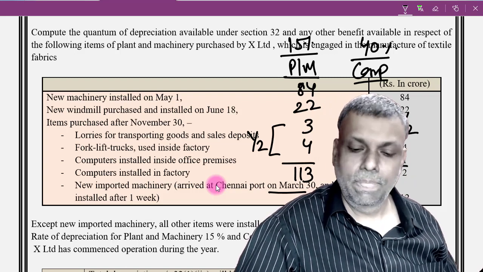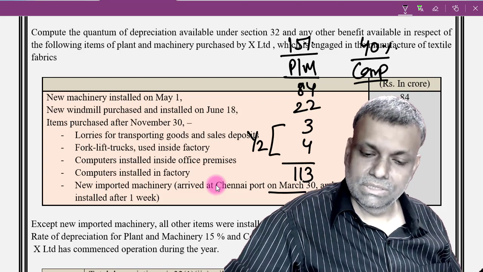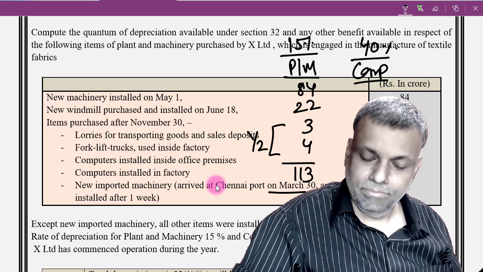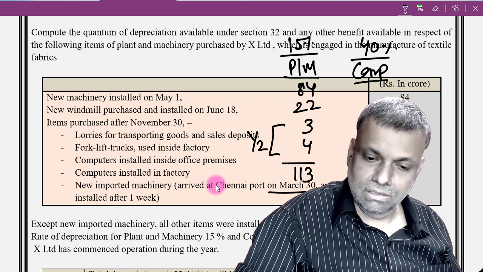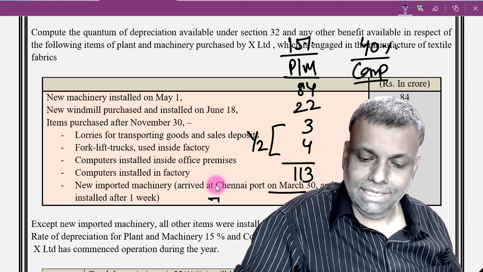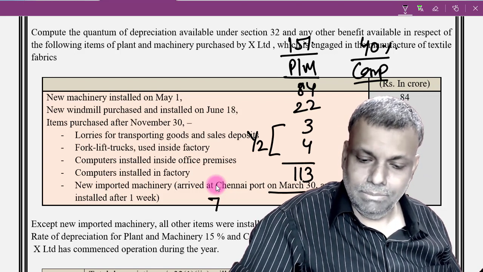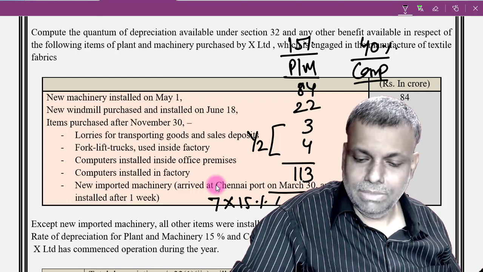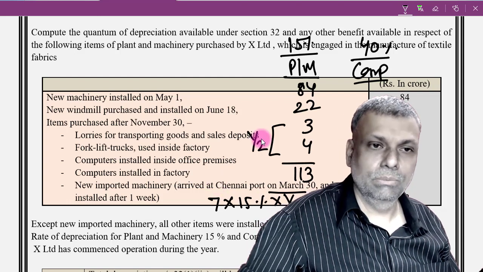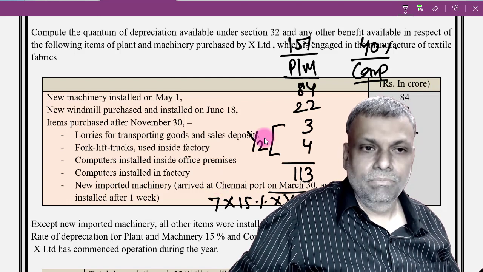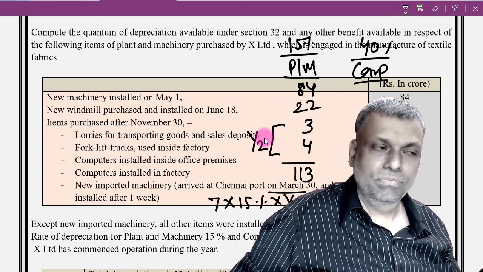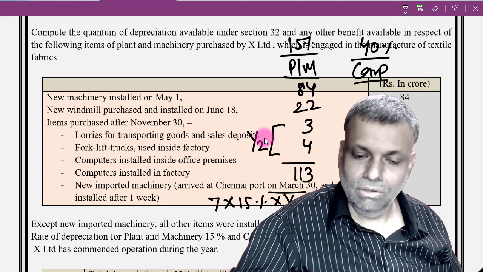Is that very much clear? Okay, so your depreciation on the plant and machinery of 7 lakhs will be calculated as 7 lakhs multiplied by 15% multiplied by half the rate. This is how you have to keep on multiplying. That is going to be your depreciation on plant and machinery.